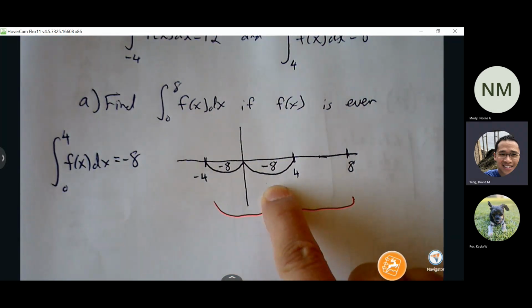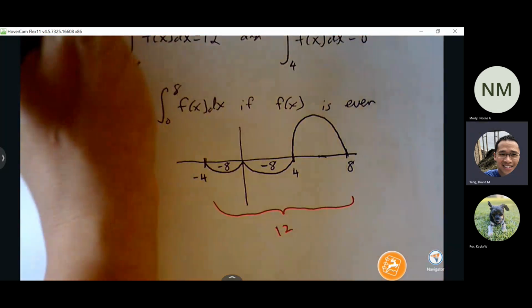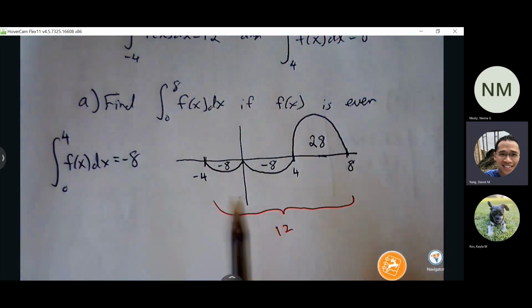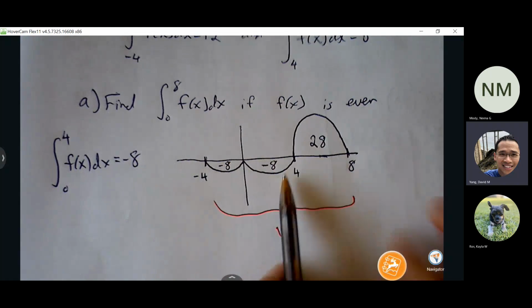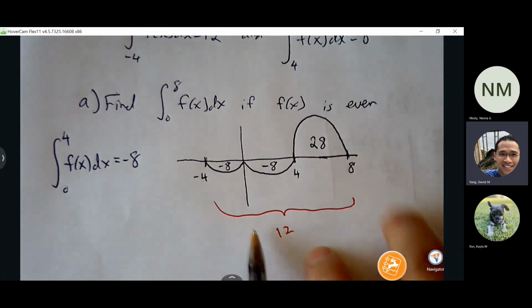So I have -16 here, right? So -16 plus what is going to be equal to 12? Let's test that out, right? So 28 minus 8 is 20, 20 minus 8 is 12. So we know this region must be 28 because we know that all these added up must be equal to 12.